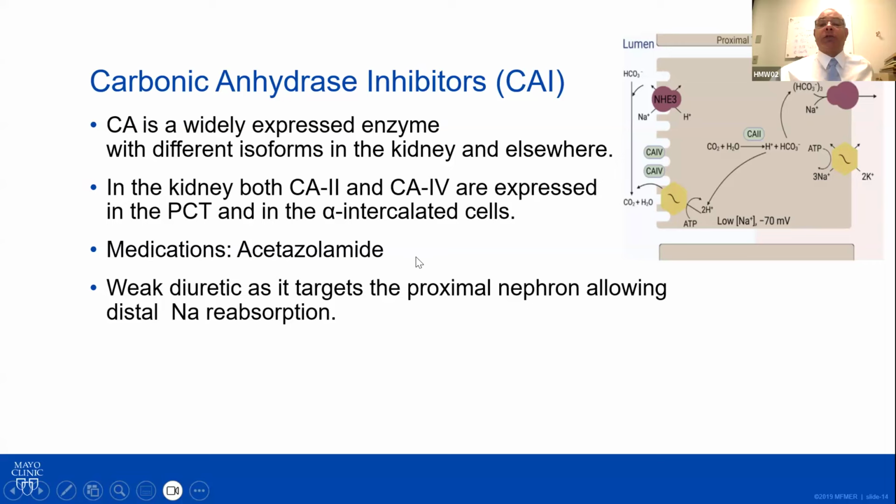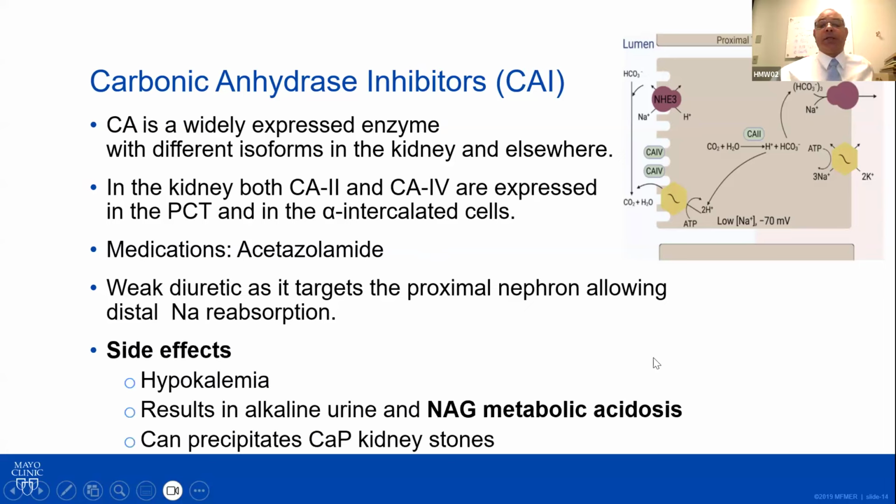As we mentioned earlier, because it works in the proximal nephron, it's very weak because the distal nephron will compensate. But there are times that we might need to use it. Side effects: hypokalemia, as with most of the diuretics. By blocking the hydrogen ion secretion, it will cause non-anion gap metabolic acidosis and alkaline urine. Alkaline urine will precipitate calcium and phosphorus together and cause kidney stones if you use it for too long. How relevant is it in cirrhotic patients? Not much used unless there is significant metabolic alkalosis.